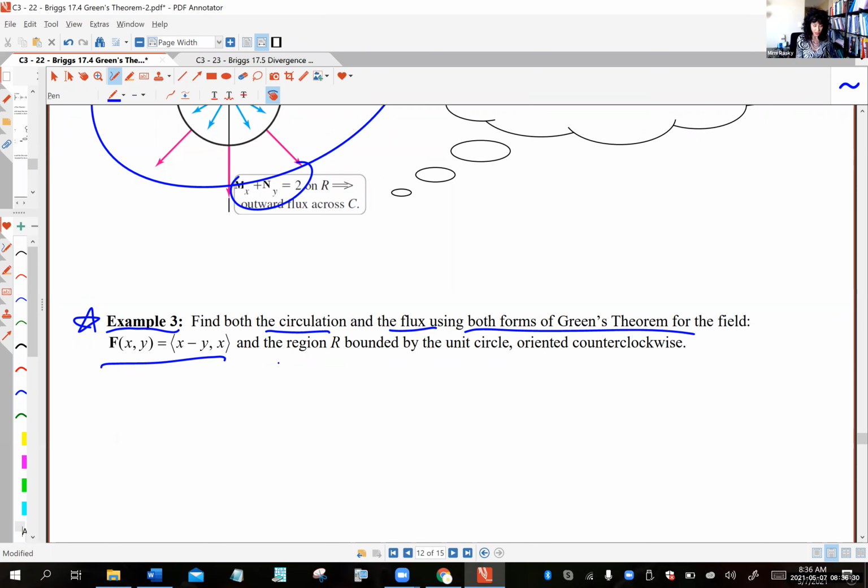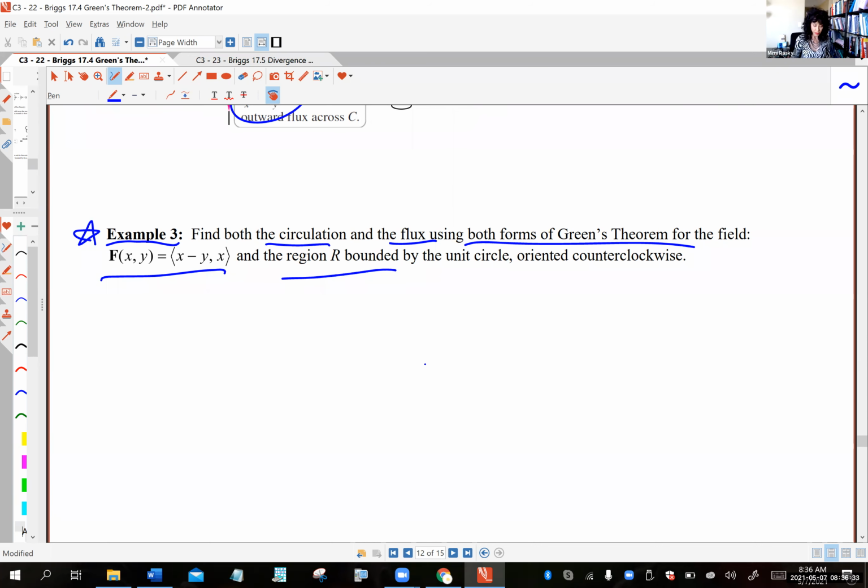So we're going to use both forms of Green's. Here's the vector field. The region R is going to be an easy region. It's just the unit circle, which is a circle of radius 1, centered at the origin. So it's oriented counterclockwise. So anytime you see a circle, what do you think? Don't you think polar? I hope you do. Eventually, you may have to convert to polar. So let's do the circulation version first.